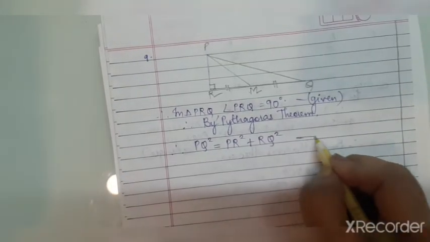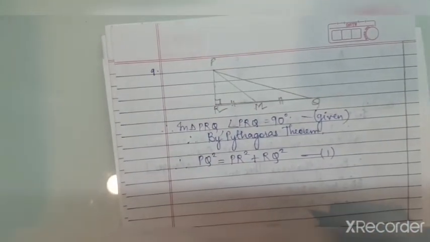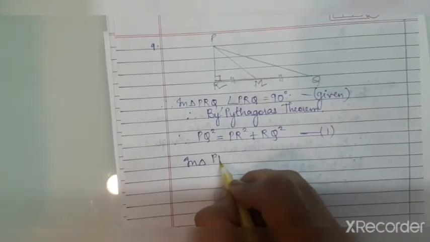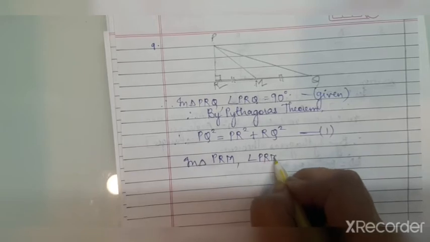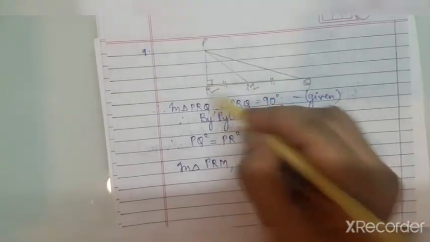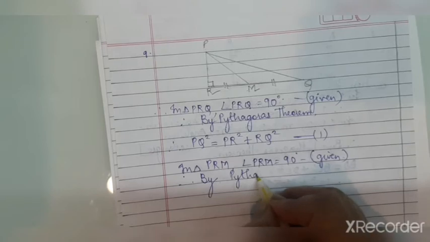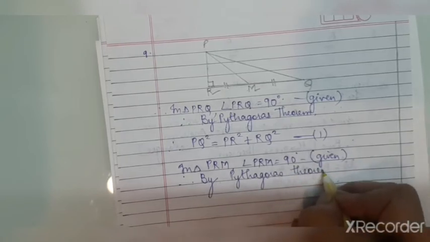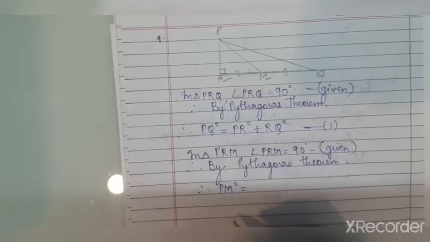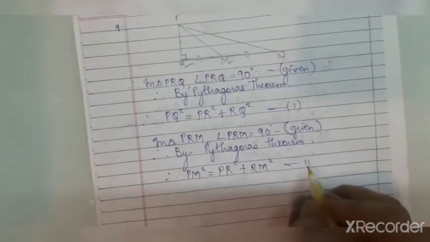You can take this as statement 1, because there is one more triangle where we have to use Pythagoras. That is in triangle PRM, where angle PRM is also 90 degrees, which is given. It is the same angle with two different names, PRQ and PRM, but it is one and the same angle. So therefore, by Pythagoras theorem, PM square is equal to PR square plus RM square. We can give this as statement number 2.